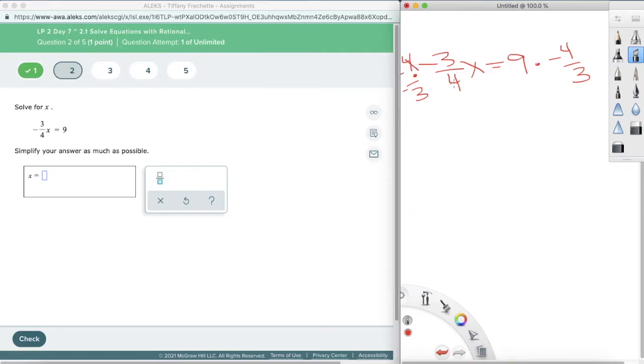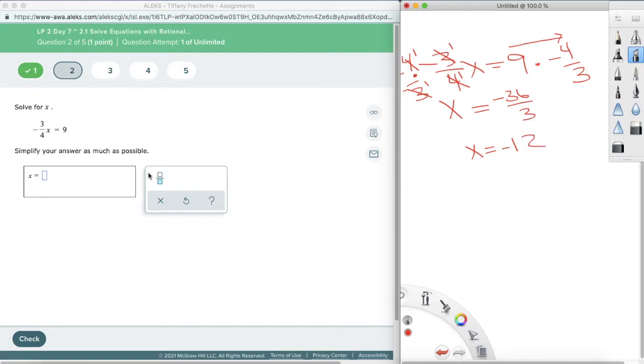So 4 divided by 4 turns into 1s. 3 divided by 3 turns into 1s. And the negatives also cancel. Negative times a negative is a positive. So I'm just left with x on this side, because otherwise it's a bunch of 1s. So over here I want to go 9 times negative 4. And we end up with negative 36 divided by 3. So if I divide, this one is a little easier to do without having to write the long division. 3 divided by 3 is 1. 6 divided by 3 is 2. And it'll be negative.